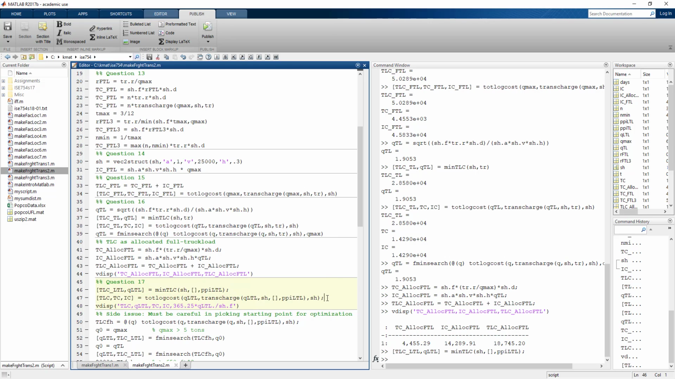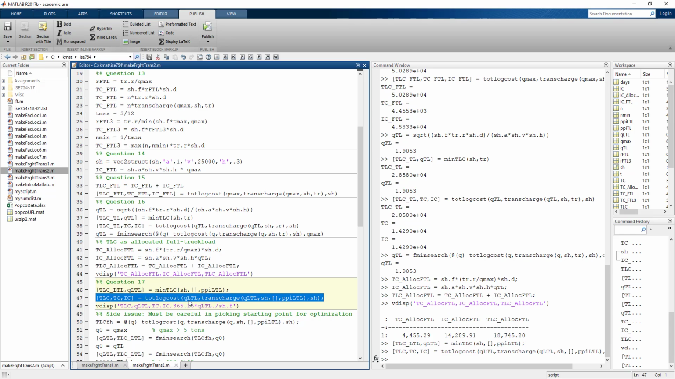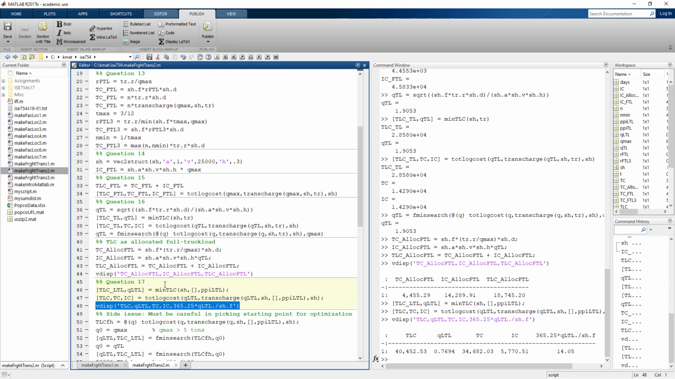We can calculate, or we can use the total logistics cost function as an alternate, and then display all of this information. In this case, the min TLC function returns the total logistics cost and the quantity of the shipment, and then that value is used inside of the total logistics cost function to allow us to break out the transport cost and the inventory cost components separately.